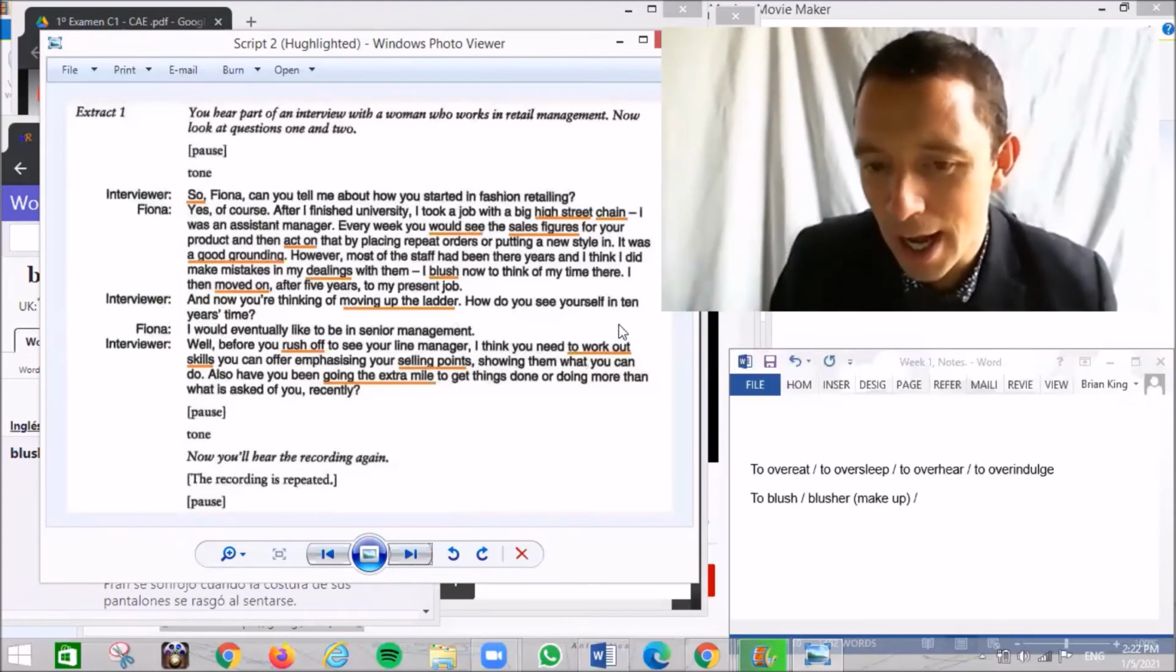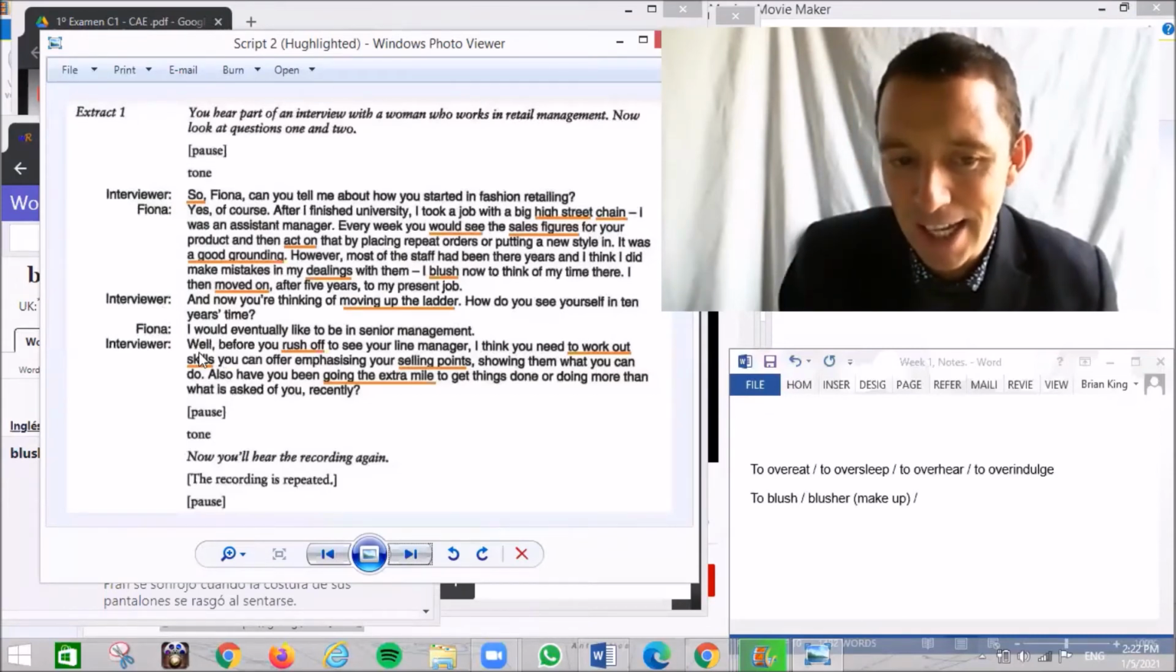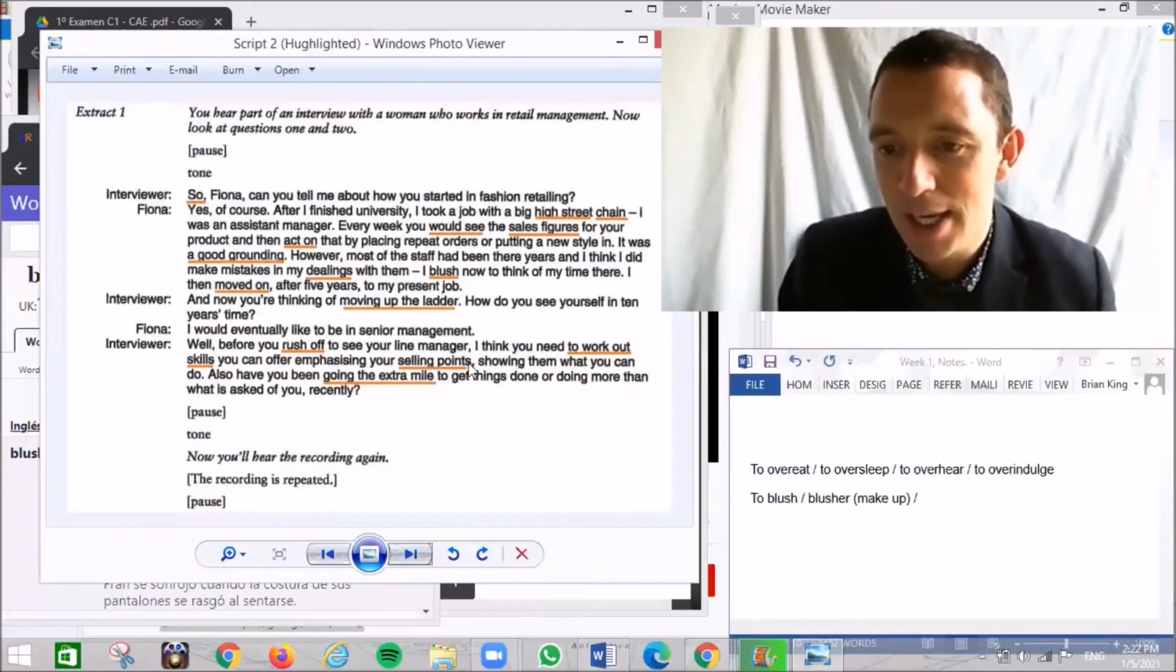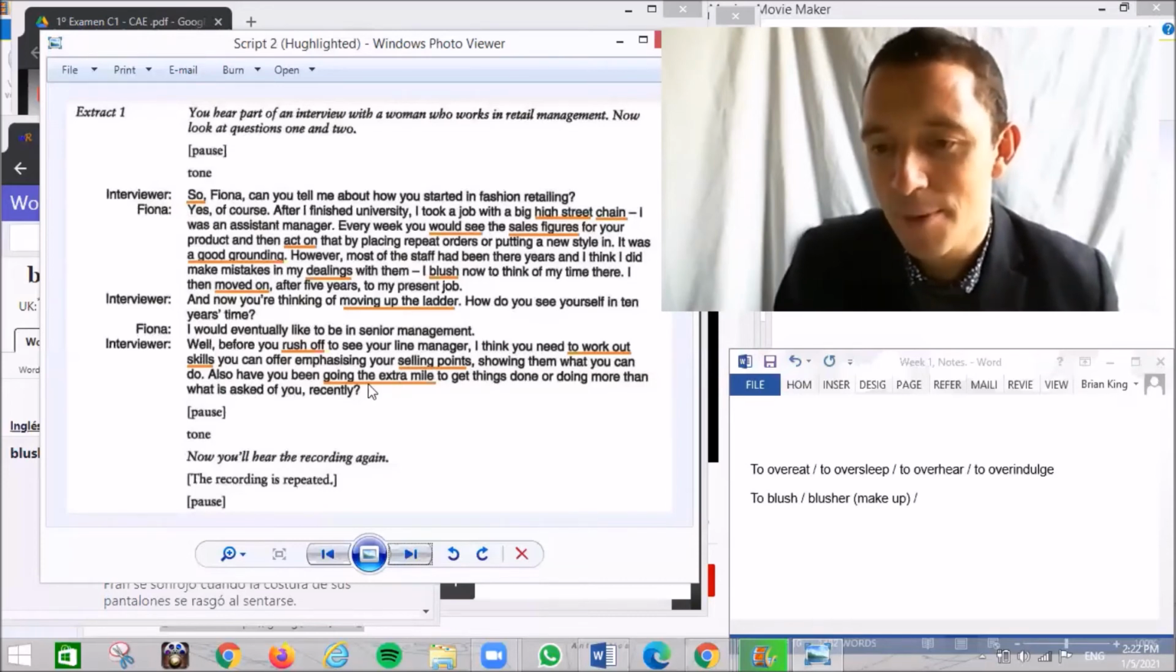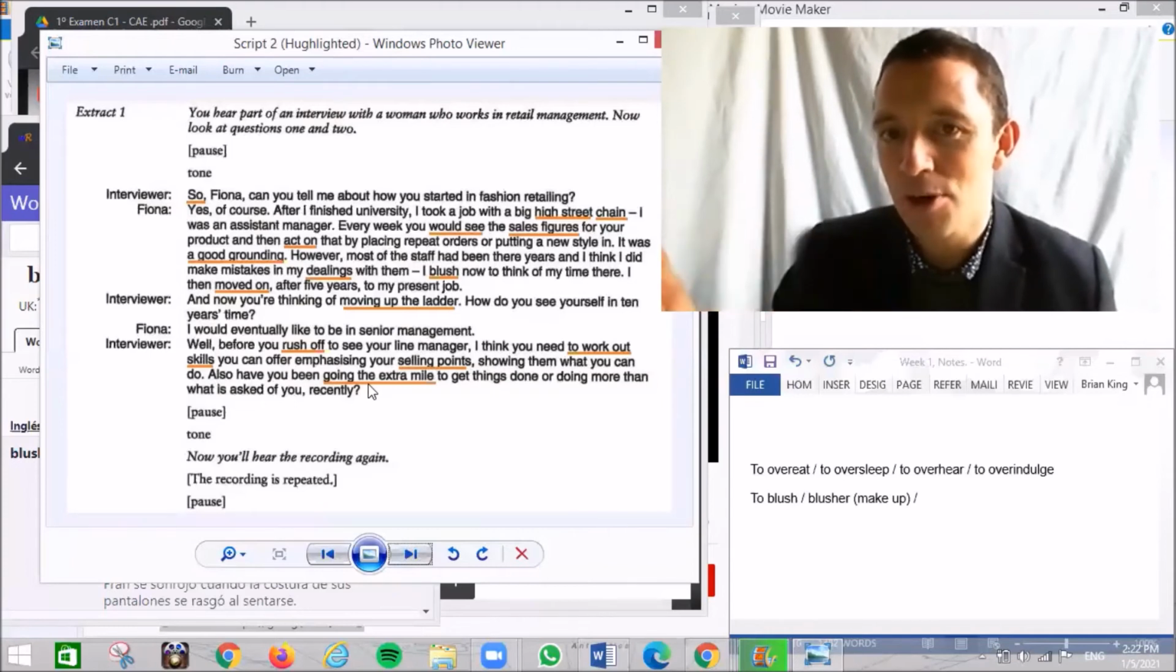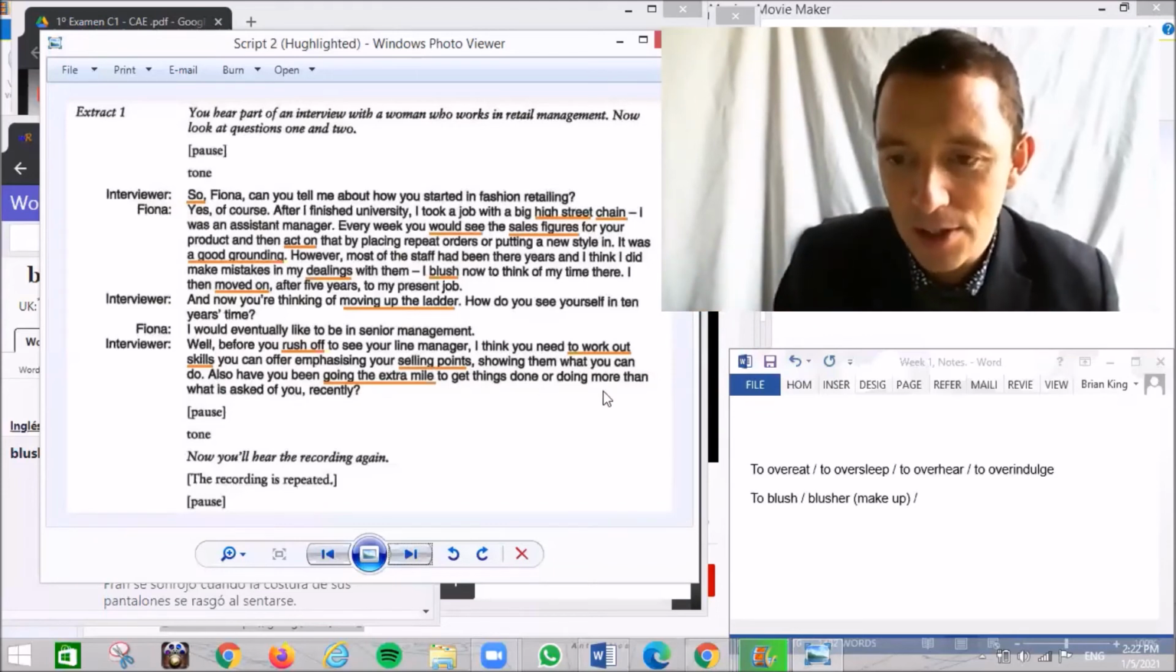I think you need to work out to find a solution, a phrasal verb, to work out to find a solution, skills or talents that you can offer, emphasizing your selling points. So your unique advantages that you have compared to other people. They're your selling points. Showing them what you can do. Also, have you been going the extra mile? A very good expression, to do something extra. What it's not asked for you to do it, but you go the extra mile is to do something extra that's not expected. Okay, to get things done or doing more than what is asked of you recently.